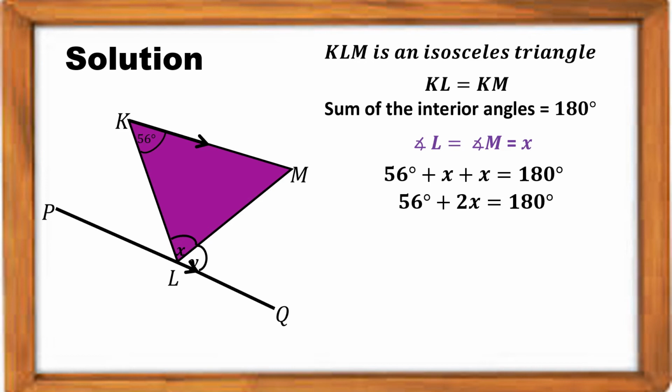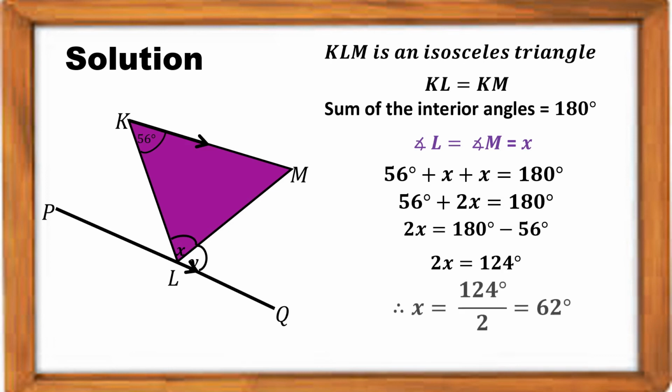So from here, we'll get 2x is equal to 180 degrees minus 56 degrees. 2x is equal to 124. Now from here, since I want to solve for x only, I'm going to divide both sides by 2. So dividing both sides by 2, I will get that x is equal to 62 degrees. So I'm going to write my answer. Angle x has a magnitude of 62 degrees.